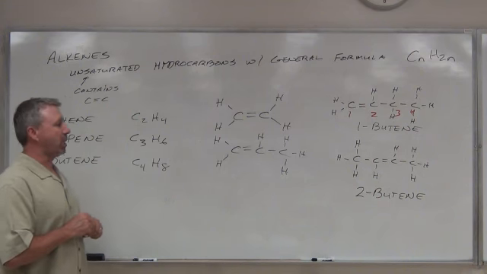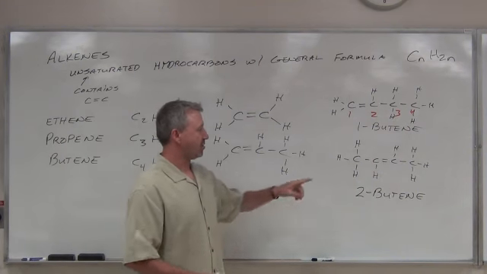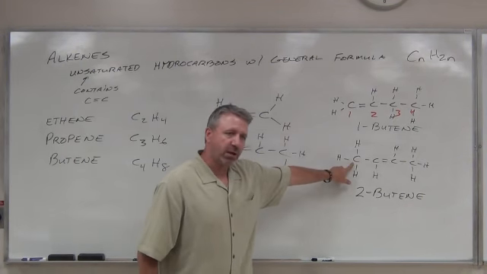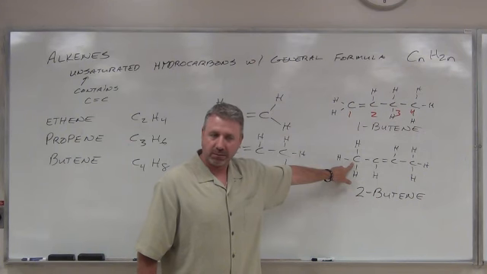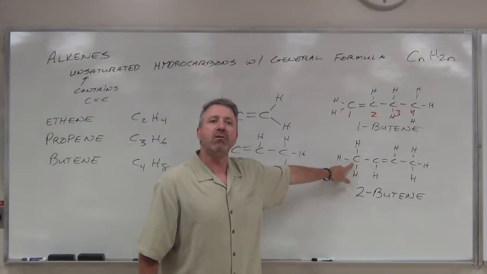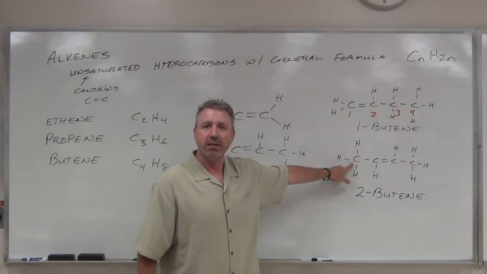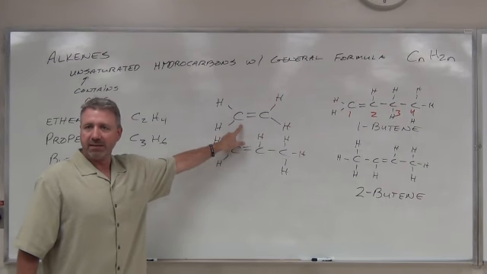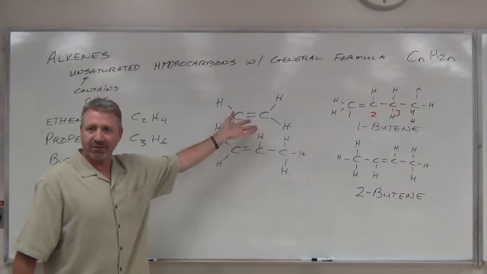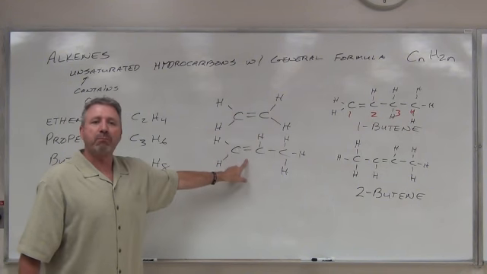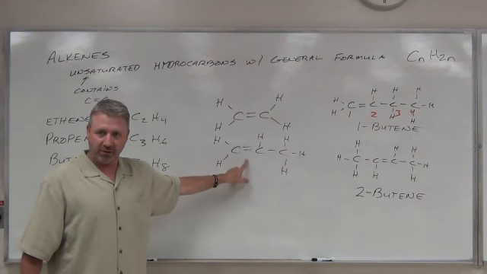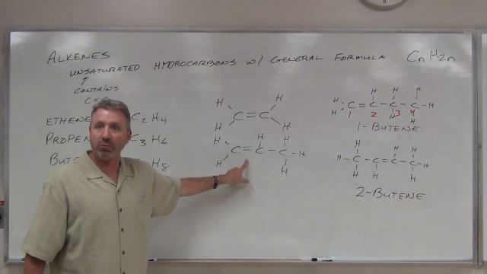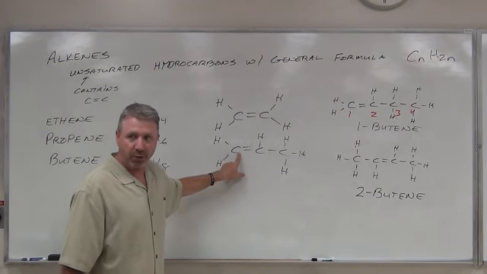So any carbon chain of 4 carbons or more, you have to locate where the double bond is. You do not have to locate it in ethene. It's obvious. You don't have to. It involves both carbons. In propene, you do not have to locate it because either way it's going to be 1 propene. This is 1 propene.